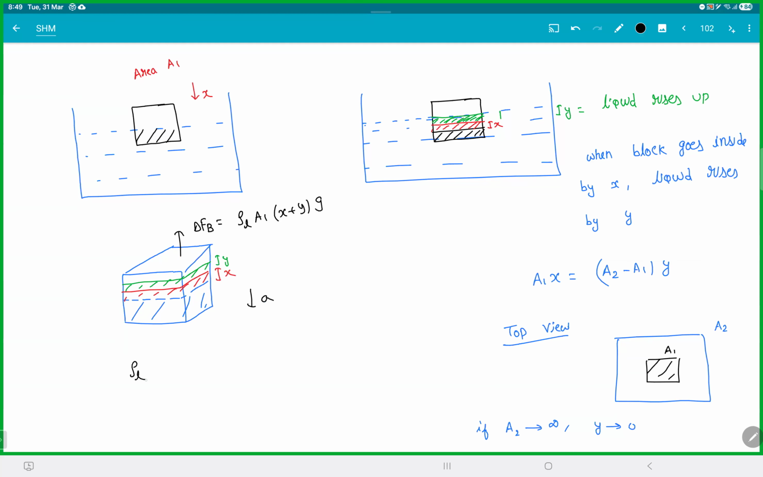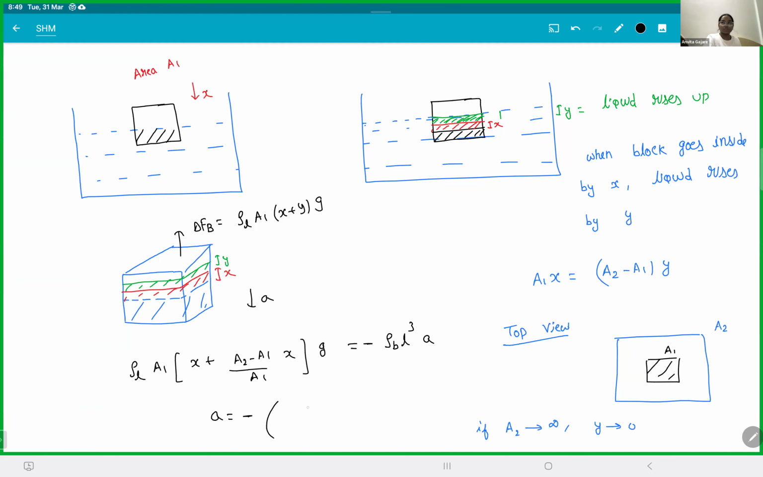So this is rho L, A1, X plus, this is A2 minus A1 by A1 into X into G, equal to minus mass, which is rho B L cube into acceleration. We get A is equal to this whole term into X, and that's your omega square. I will leave it to you. You can simplify.